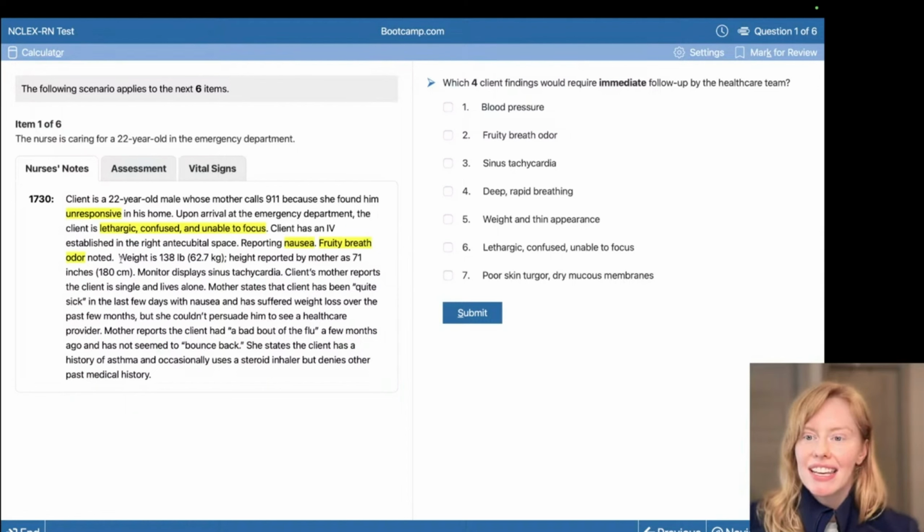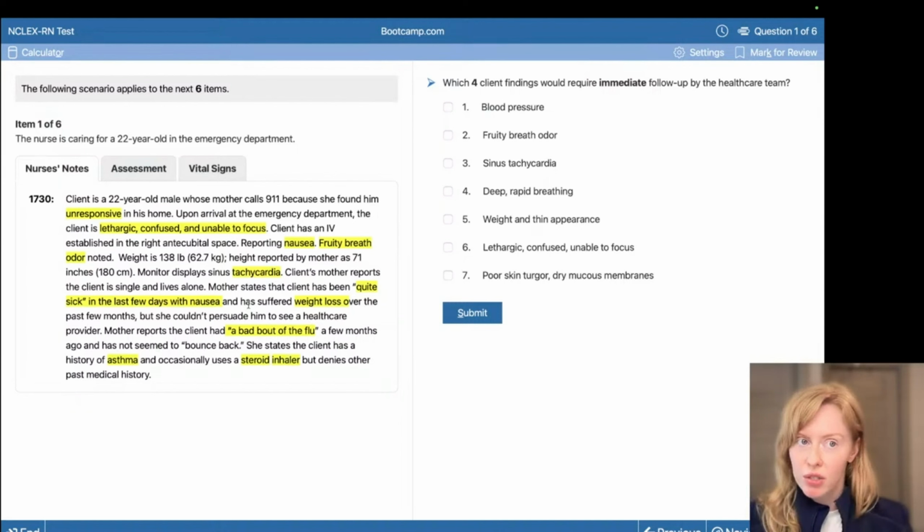And then we got his height and weight here. He's got sinus tach, lives alone. He's been quite sick over the last few days with nausea, and he's lost a lot of weight over the last few months. But she couldn't talk him into seeing the healthcare provider. And he recently had a bad bout of the flu a few months ago and hasn't bounced back. He has a history of asthma and occasionally uses his steroid inhaler, but he doesn't have any other medical history. Okay, so remember, we're keeping a picture in our mind.